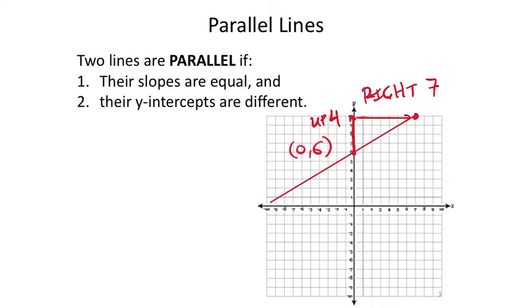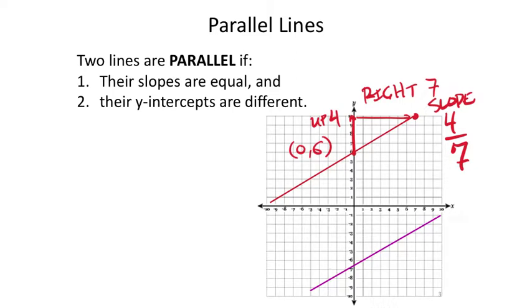Okay, so that would give this line a slope of up 4 to the right 7. That's 4/7 slope. So if I were to create a parallel line, I would have to get something as well that would have a slope of 4/7. Okay, so I can give myself some other line like this one.